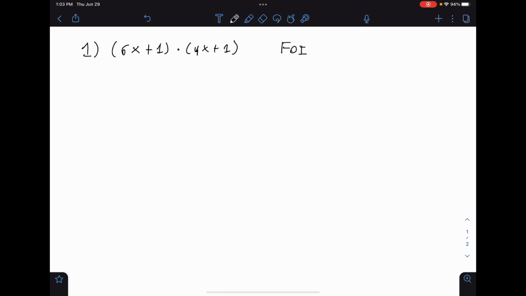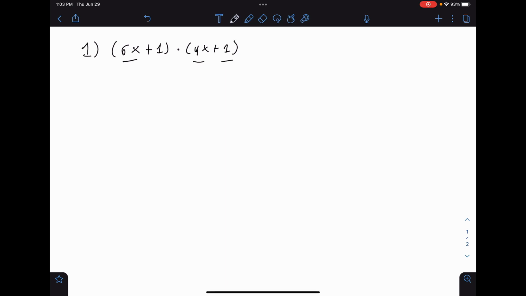FOIL refers to, like I said earlier, first, outside, inside, last. I don't really like to do this. I feel like getting hung up on the name is annoying, but I still have to call it the FOIL method because that's what it's called. That's how people remember it. So let's get right into this. When multiplying a binomial times a binomial, you want to take one of the terms in the first binomial, multiply it by both terms in the second binomial.